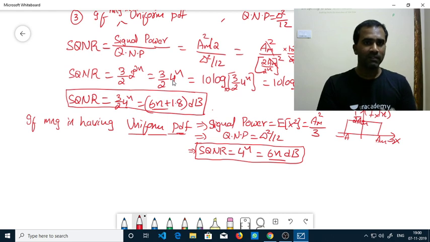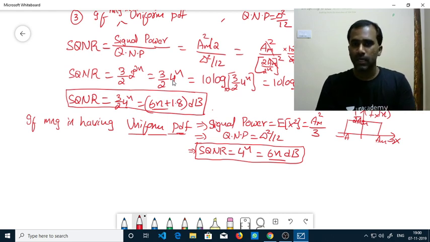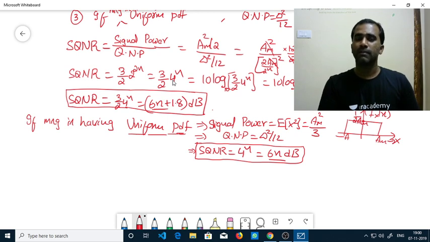Okay, I hope I have given you clarity on these SQNRs. This is the formula for when the message has uniform PDF. This is the formula for when the message is sinusoidal. If it is some other message, then the answer may not be 6n or 6n plus 1.8. It will be something close to 6n. For example, n is 6 bits, then 6 sixes are 36 dB.